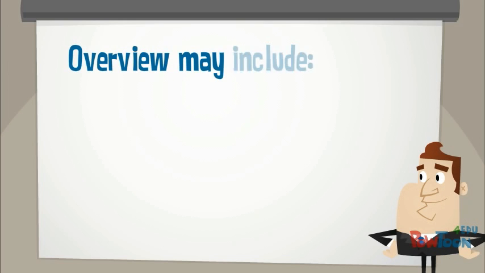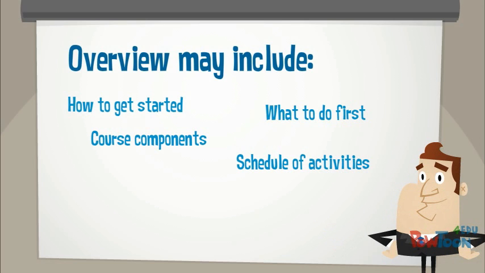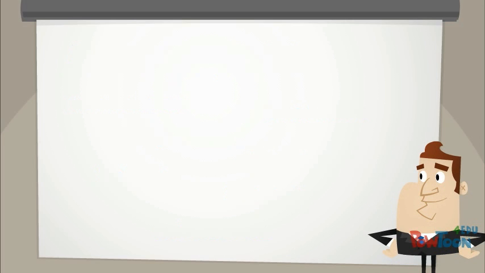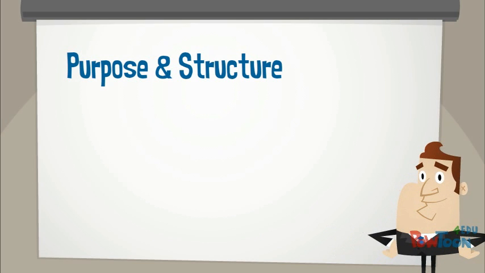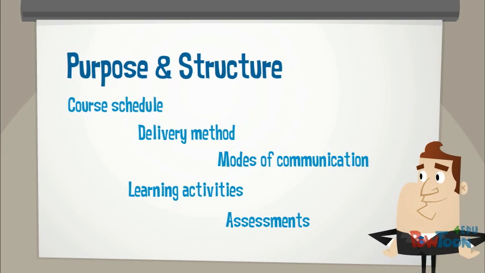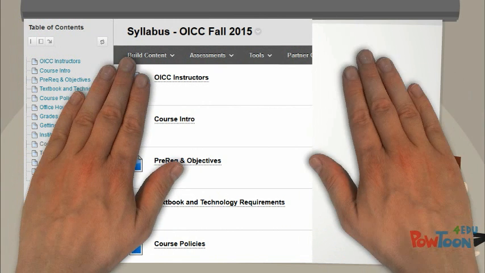The overview may include how to get started, what to do first, where to find several course components, the schedule of activities and assignments, learning tasks, and available resources. In addition, learners should be introduced to the purpose and the structure of the course by explaining the course schedule, the delivery method, whether it is an online, blended, or hybrid course, the modes of communication, types of learning activities, and how learning will be assessed. A well-written syllabus contains all these and some additional elements.